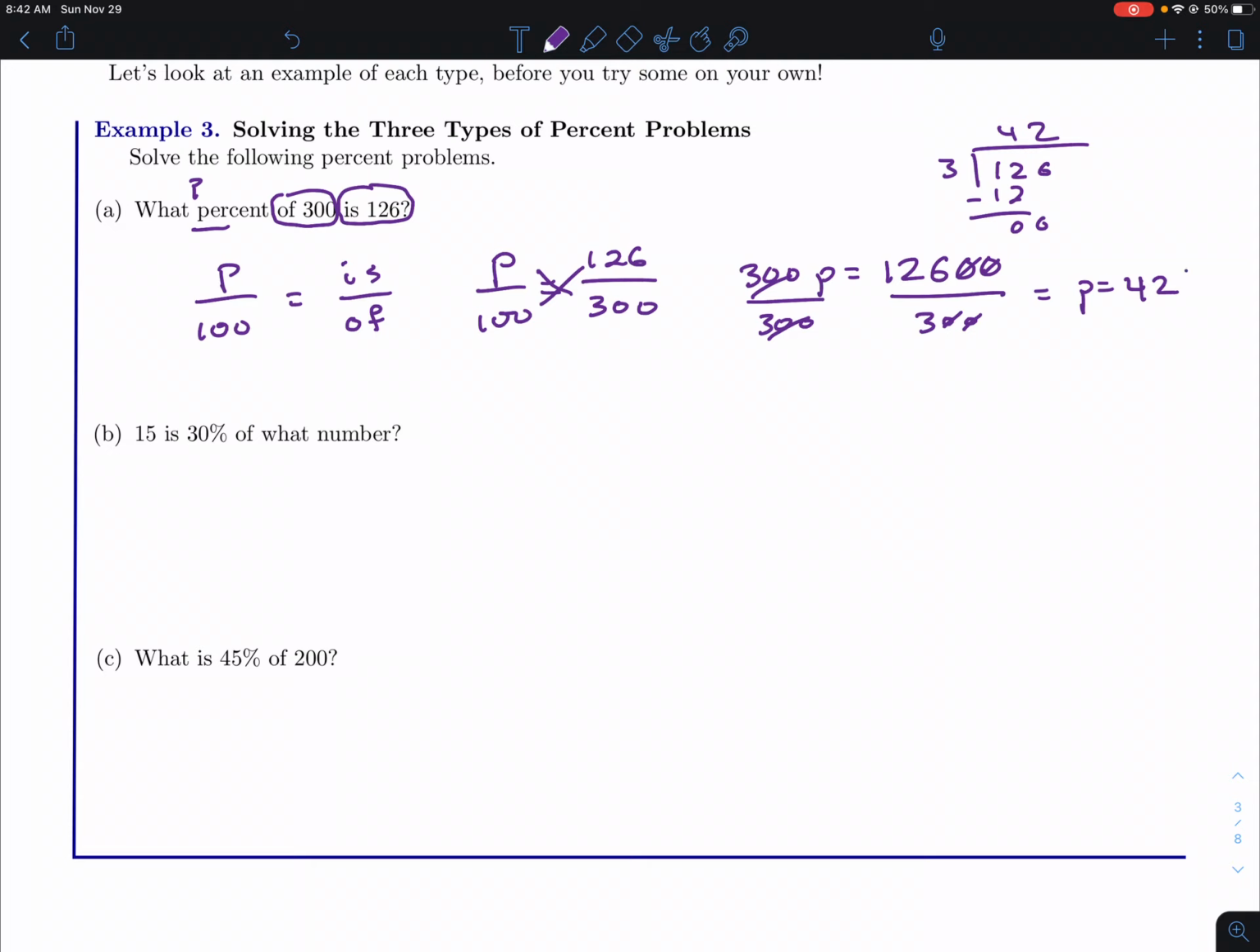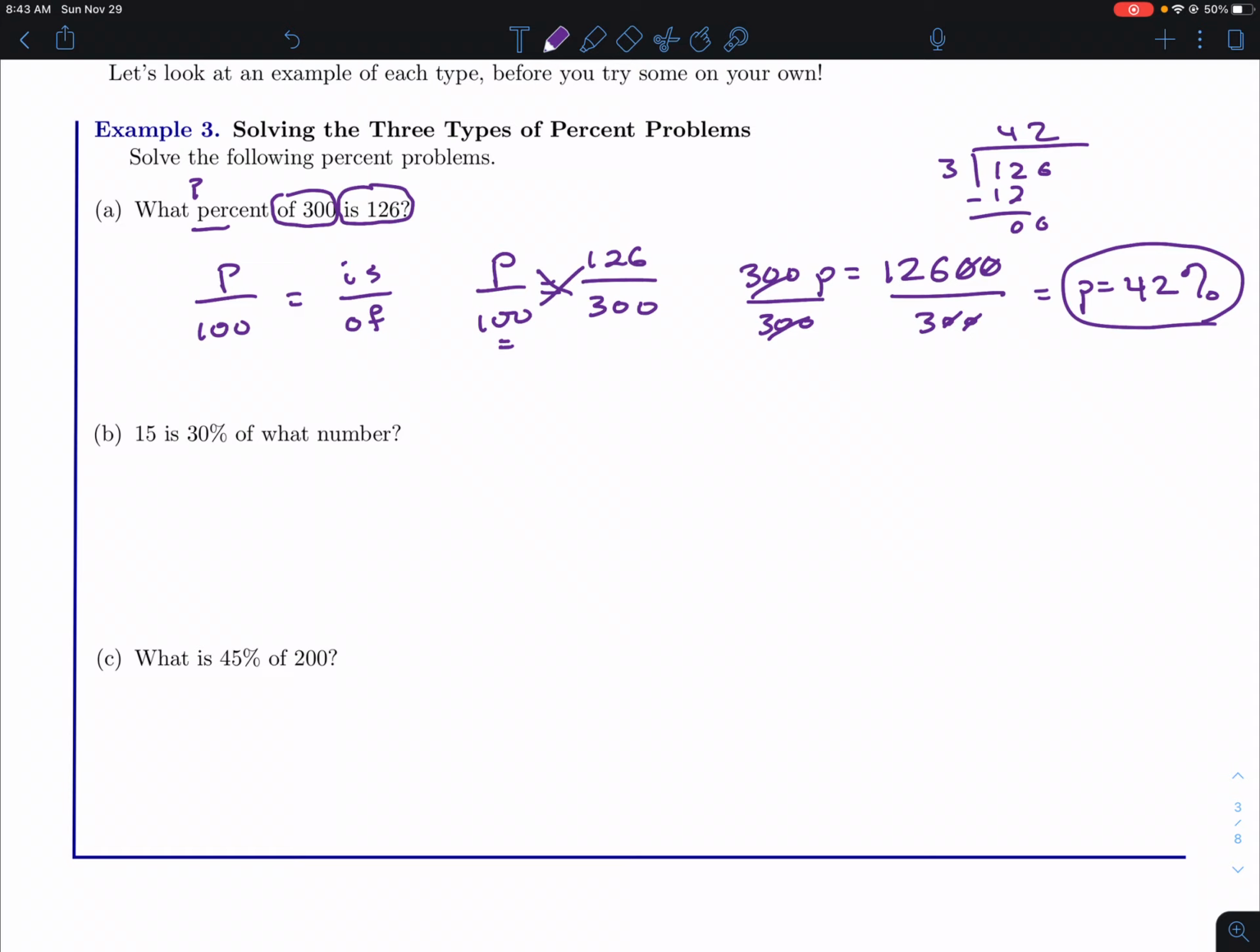But since it's a percent, we want to make sure we add on the percent sign to it. Notice, because of the way this is set up, since it's P over 100, we don't have to convert this. We don't have to move the decimal 2 places or anything like that. The only thing we have to do is just go ahead and attach the percent to the answer. So keep that in mind.